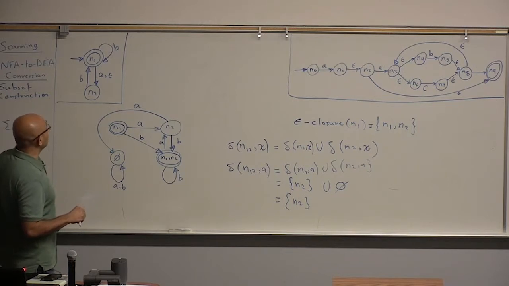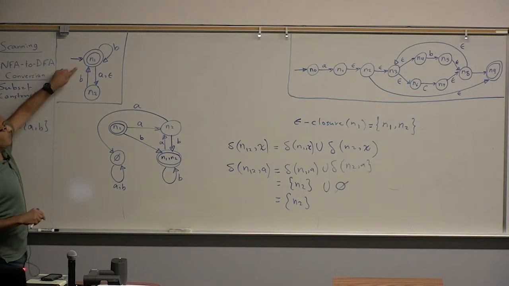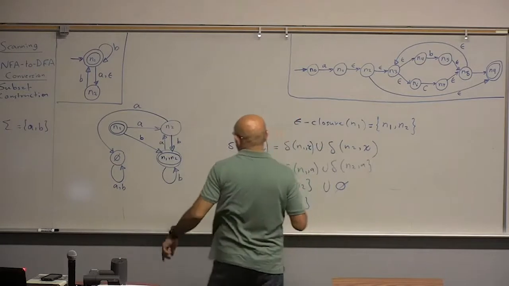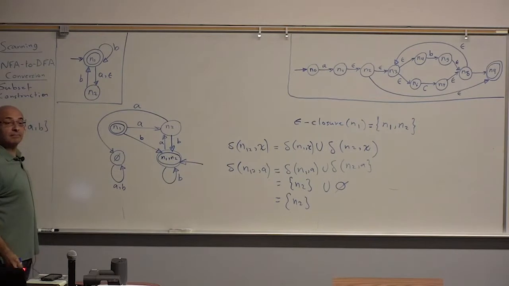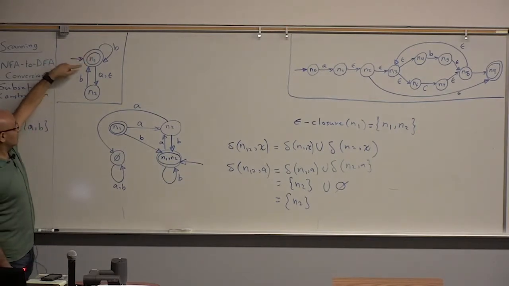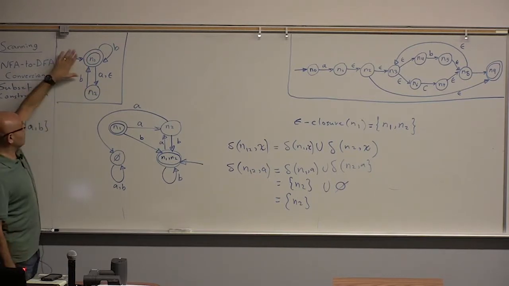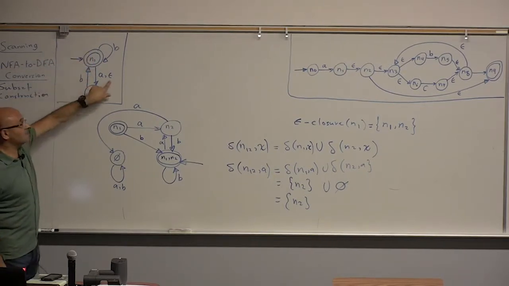What's the start state? No, it's not going to be N1. Generally speaking, it's going to be the epsilon closure of N1, and the epsilon closure of N1 is N1, N2. So this is the actual start state. Why? Because N1 is a state that you can never stay in. There is an epsilon transition out of it, so N1 is an unstable state. You can't stay in it because of the epsilon transition.